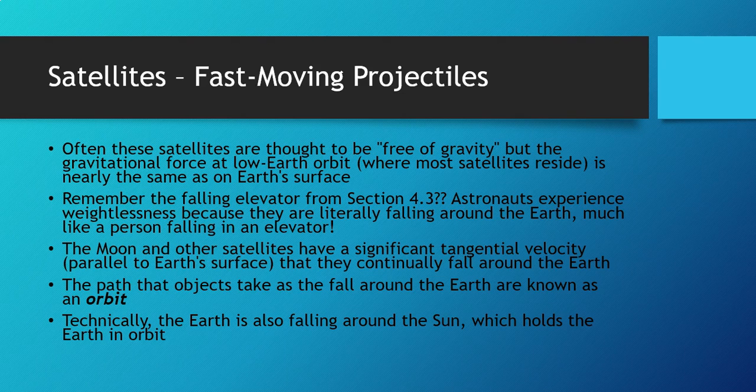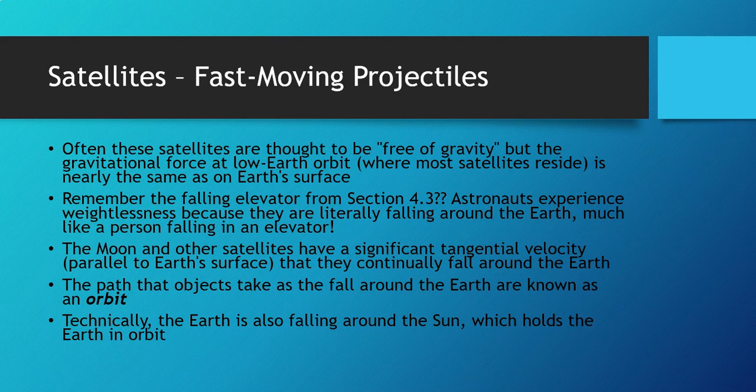Similarly, the moon and other satellites have to have some significant tangential velocity, right? So a velocity essentially parallel to the Earth's surface, as we saw in those other pictures, so that they can move fast enough so that the Earth will fall out from under them as the object is falling. Technically, the moon is falling to the Earth, but it's far enough away and traveling fast enough that as it falls, it moves around the curvature of the Earth.